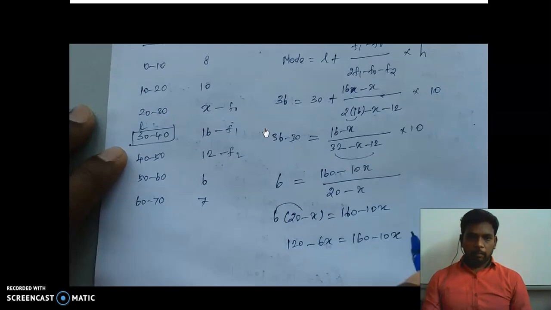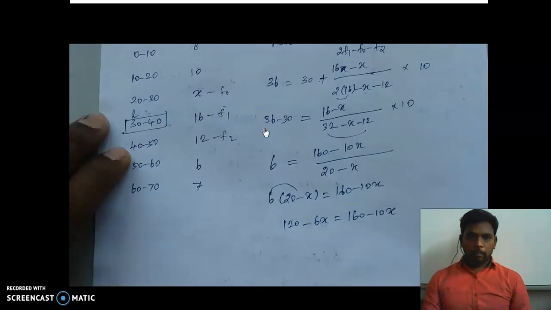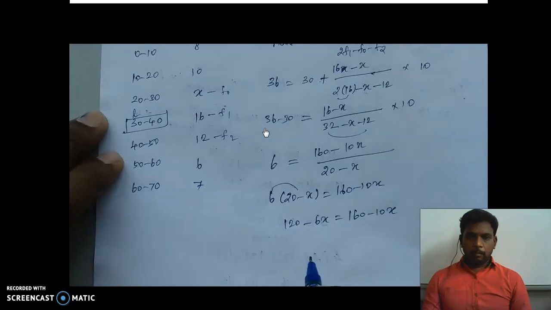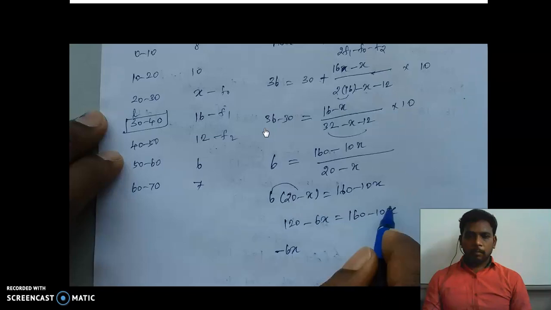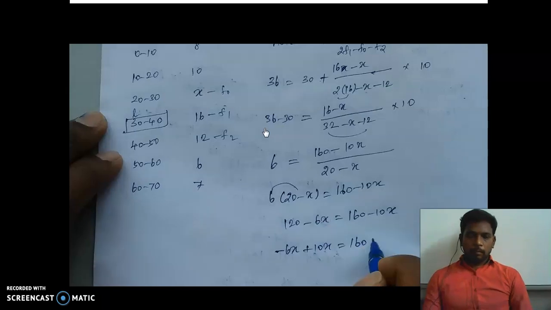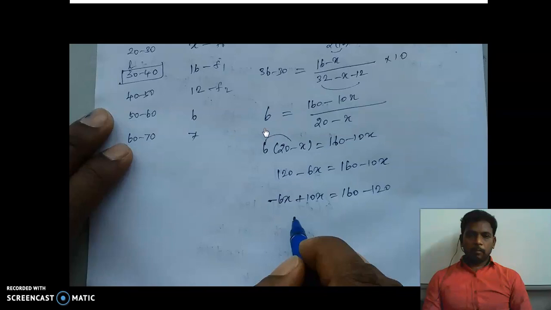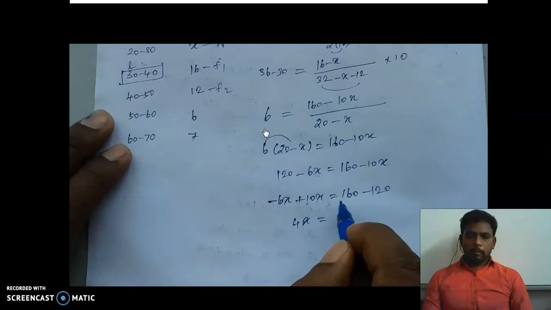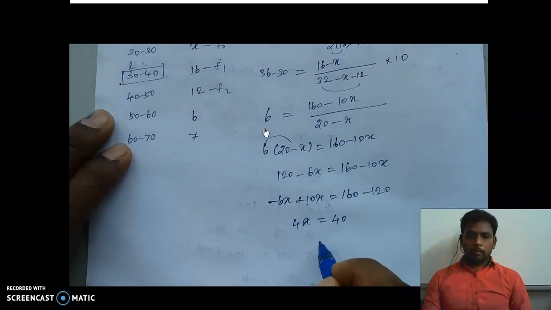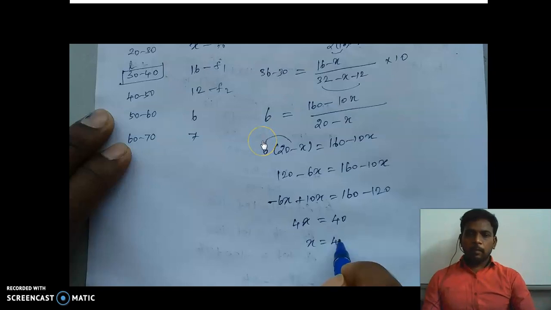And just write the x terms together on the left hand side and constants on the right hand side. So minus 6x is here, and then bring the 10x to the left hand side, it will become 10x minus 6x equal to, already 160 is there on the right hand side, and bring 120 also to the right hand side, it will become minus 120. Now simplify this. So 4x equal to, if you subtract, you will get 40. Therefore x equal to 40 by 4. Therefore x equal to 10. So that is the value of x.